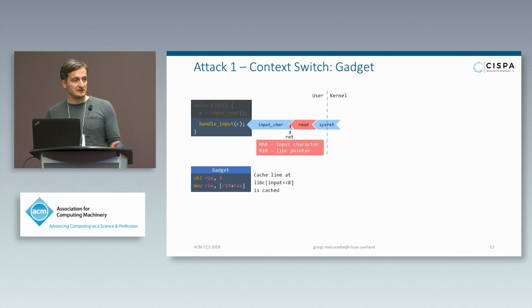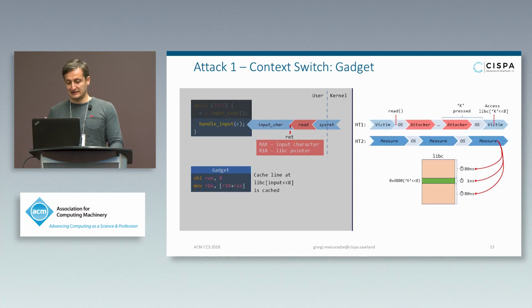Shifting RAX, for example, by 8. This can also be some other values. We need that to align the input character at least at cache line granularity. And then we use another memory operation which uses this value and accesses memory from the base address R10. So somewhere inside libc.